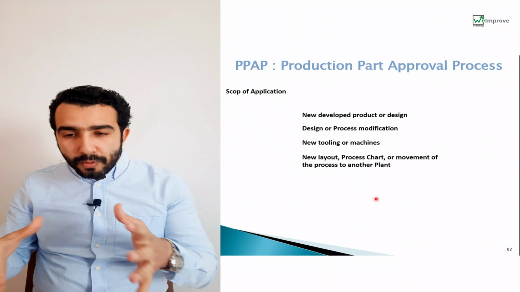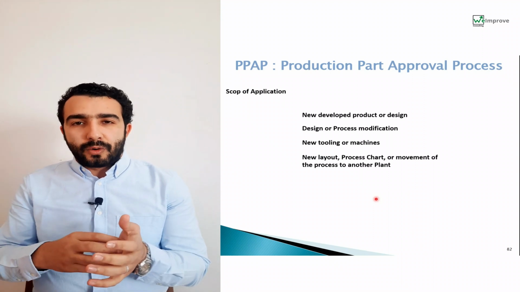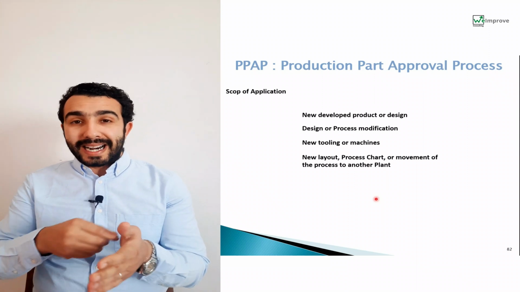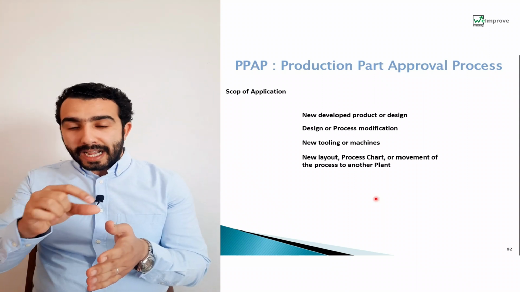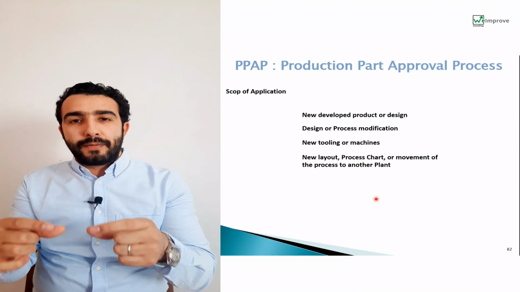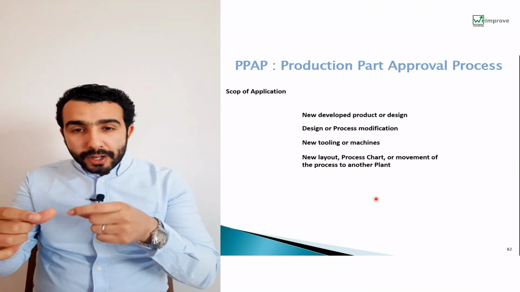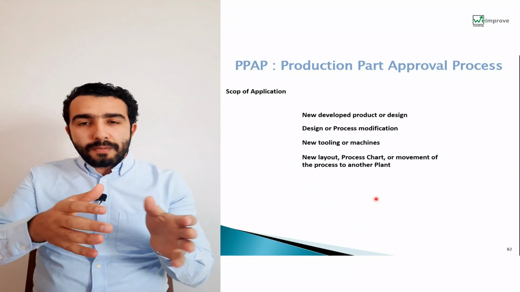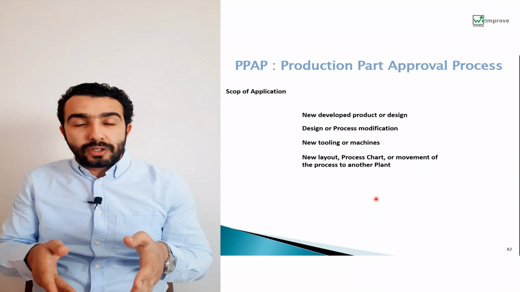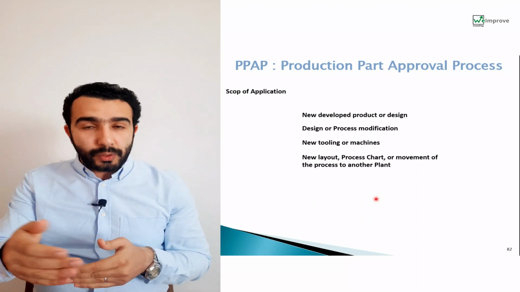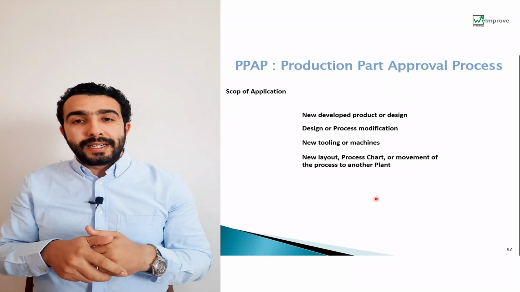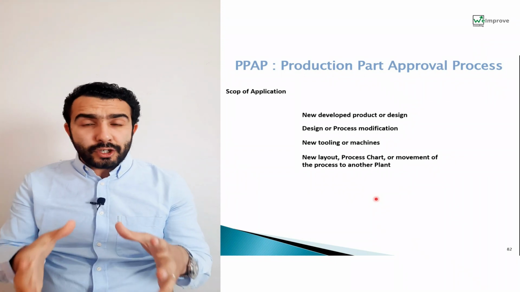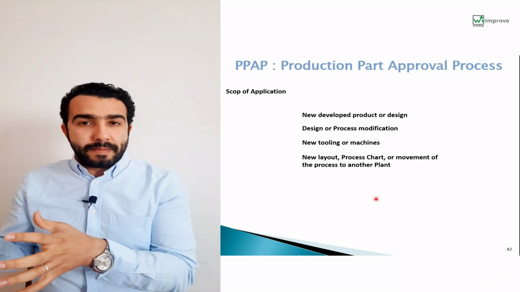Fourthly, whenever you have a new layout, process chart, or movement of the process to another plant. One of the items of your PPAP is the process flow. The customer agreed about this PPAP and approved this process flow chart. Whenever you move any machines or tools to a new plant or a new process, you have to inform your customer first, and if they agree, you have to submit a new PPAP. Because imagine you would like to move a machine.